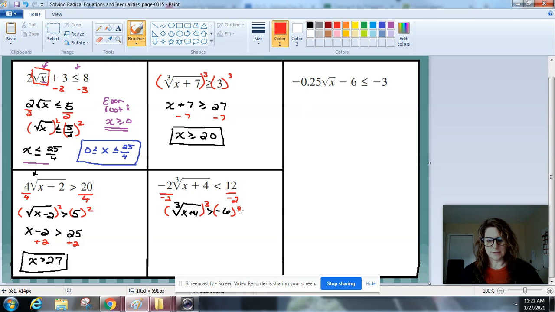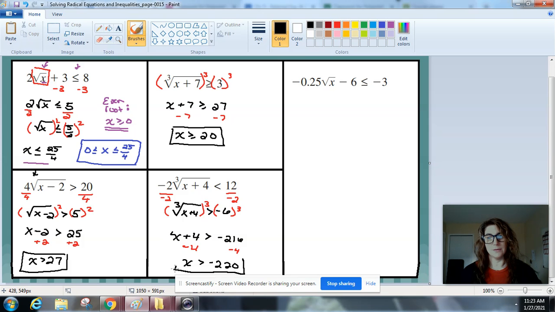So we're going to raise it to the 3rd power. X plus 4 drops out. Now again, it's a greater than symbol. Negative 6 to the 3rd power, that's going to be negative 216. And again, we know how to solve this. We're going to subtract. So x is greater than negative 220.